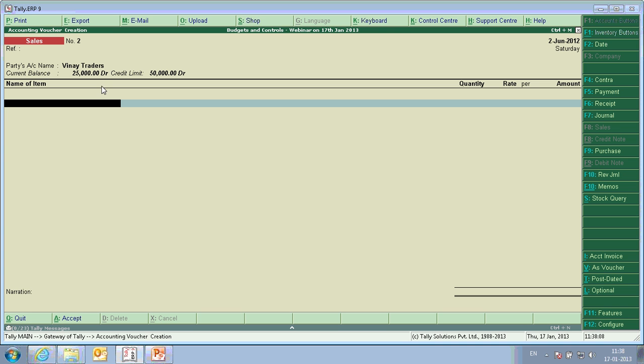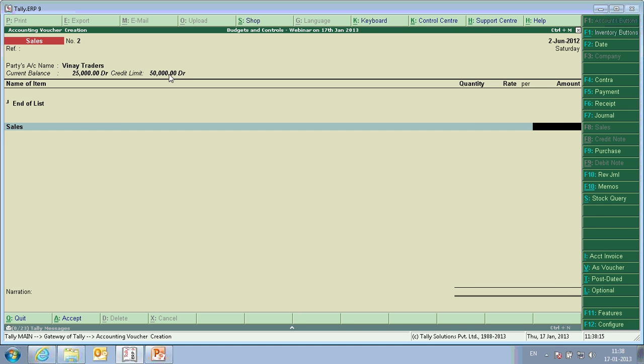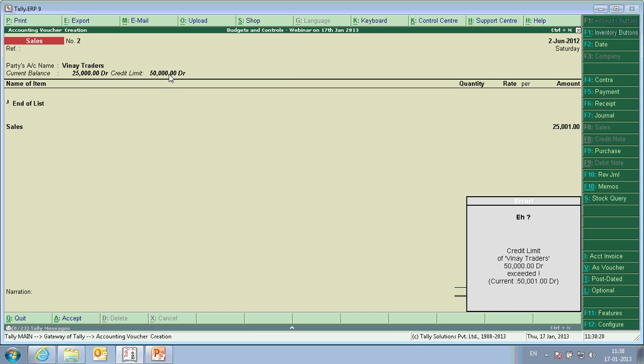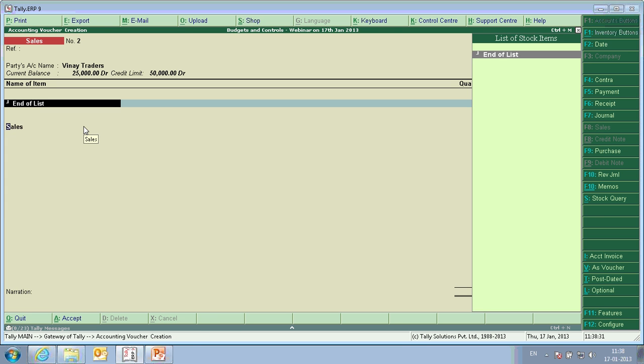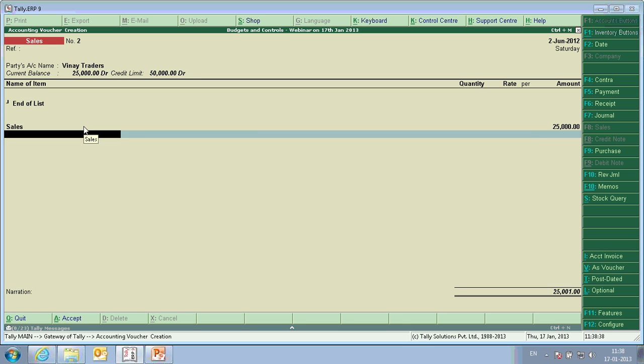Right? So I'll go for one more voucher, Vinay Traders. Now you can see it shows the current balance. Say 25,000, even 1 rupee also, Tally will not allow me to save the voucher. It says you are exceeding the limit. Means below 50,000 only you can bill it. So if I say 25,000 exactly, then Tally will allow me to save this voucher.